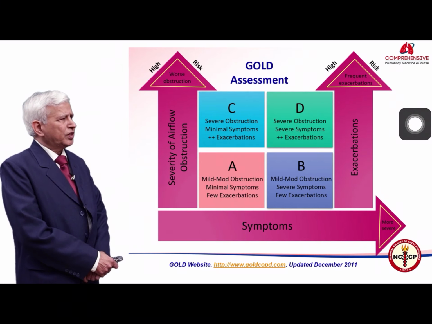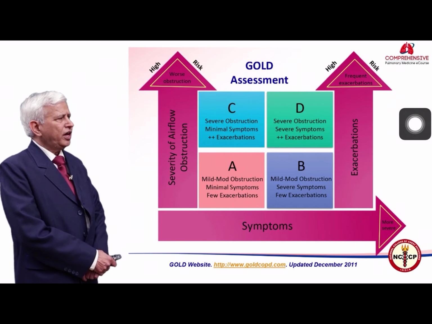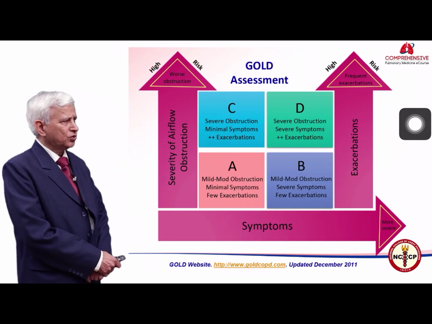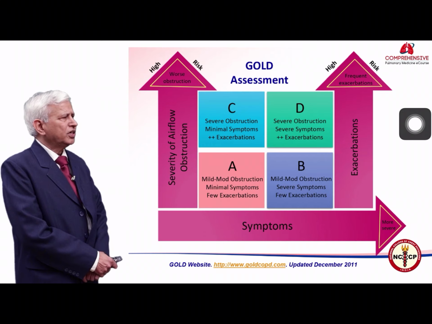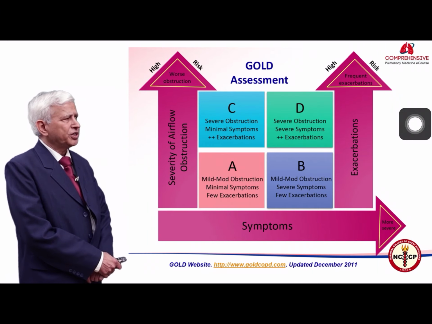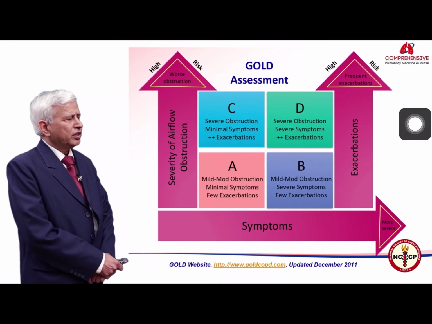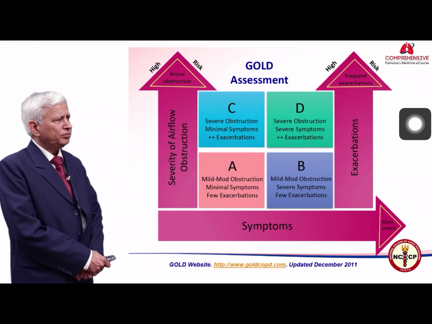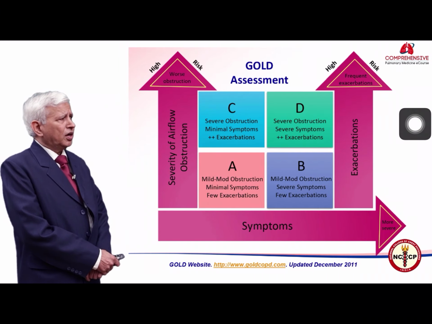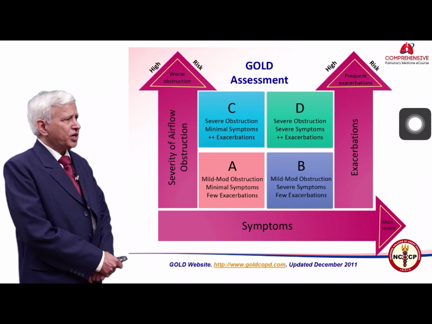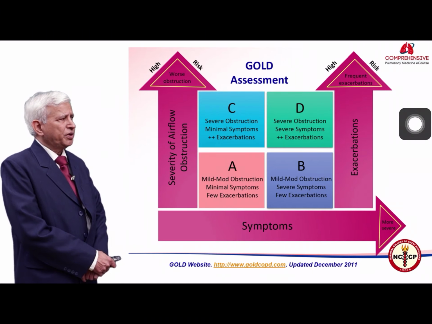As one can see here, category A is when the presence of symptoms is mild, the severity of airflow obstruction is also less, and the number of exacerbations is also less. So that is a mild to moderate disease, minimal symptoms, few exacerbations. In the B category, you can see the symptoms are severe, but the airflow obstruction as well as the number of exacerbations are few. So this is category B.